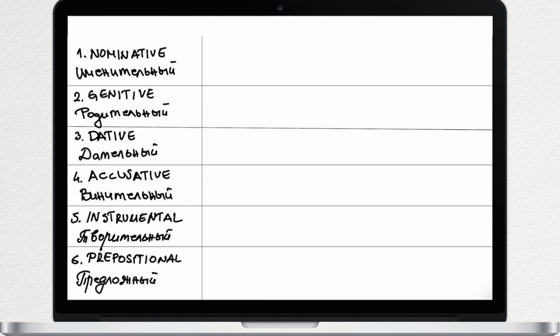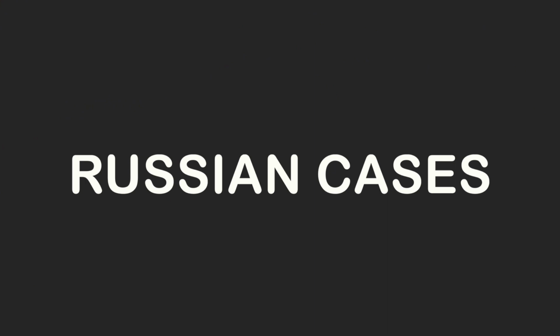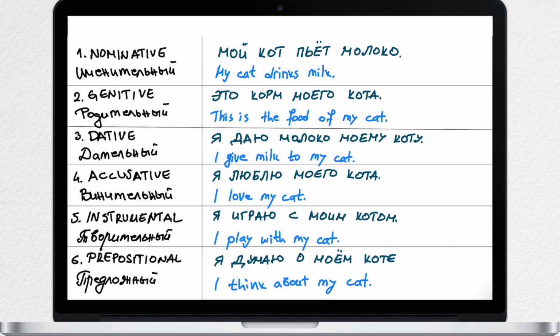Now I will quickly write examples for all of these cases, and then we will come back to analyze them. Let's have a look at the following sentences. Мой кот пьет молоко. Это корм моего кота. Я даю молоко моему коту. Я люблю моего кота. Я играю с моим котом. Я думаю о моем коте.